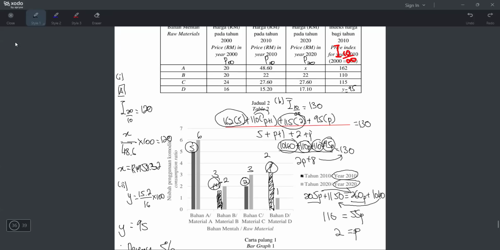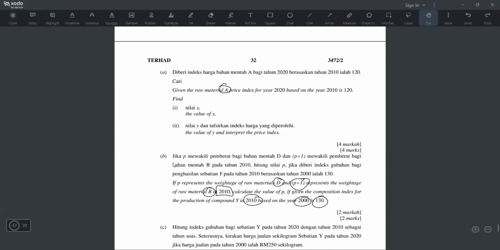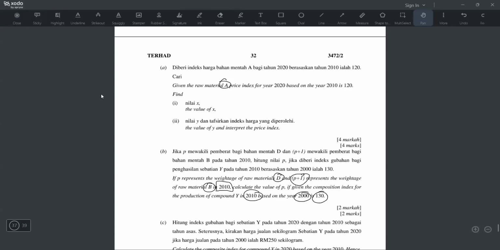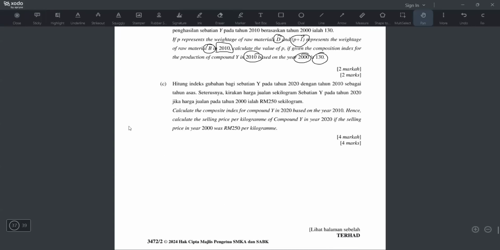Okay, soalan suruh cari P kan? So sudah siap. That's the B answer. Okay. So ini working untuk B. Okay, sekarang kita boleh buat C. Is this the last question? Yes. Okay, let's finish it.